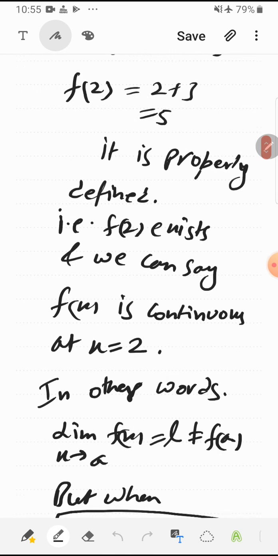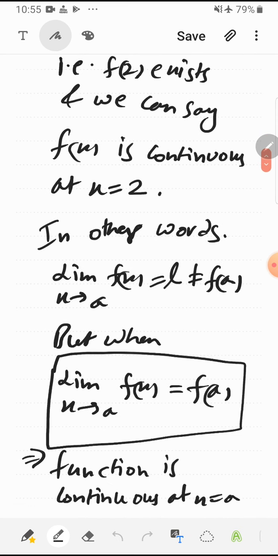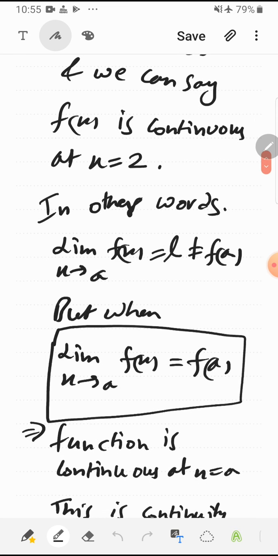In other words, normally the limit x approaches to a, f of x is equal to L, and that L is not equal to f of a. But when the limit of a function as x approaches to a is nothing but the value of the function at a, then we say yes, the function is continuous at x is equal to a. Continuity means simply existence of the value of the function at that particular point. That's it.